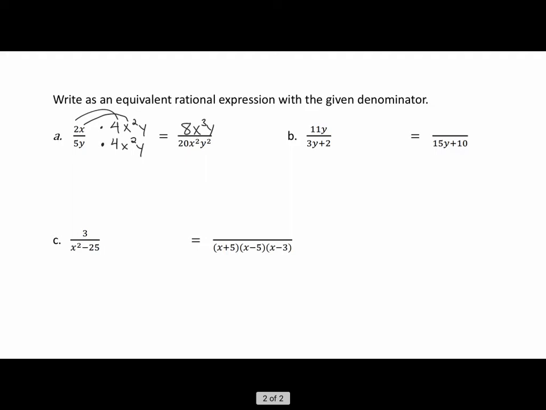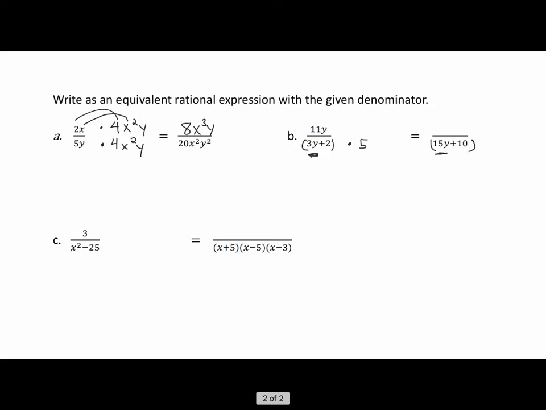Of course, we started with a monomial and we made it into a monomial. It can be a little bit more difficult for more terms. So for B, I have 3y plus 2, and I want to have 15y plus 10. So I'm going from 2 terms to 2 terms. That means I only need to multiply by a single term. I'm not changing the number of terms. I just want to change a factor of the terms. So how do I go from 3y to 15y? What if I multiply by 5, right? Because 3 times 5 is 15.